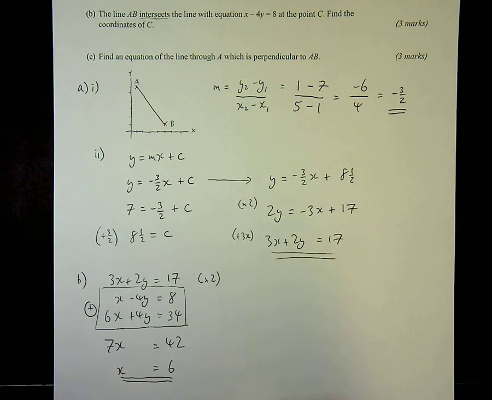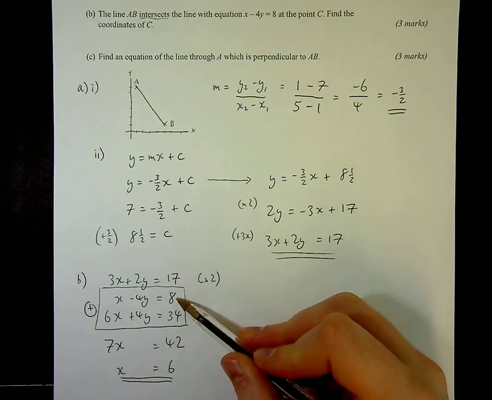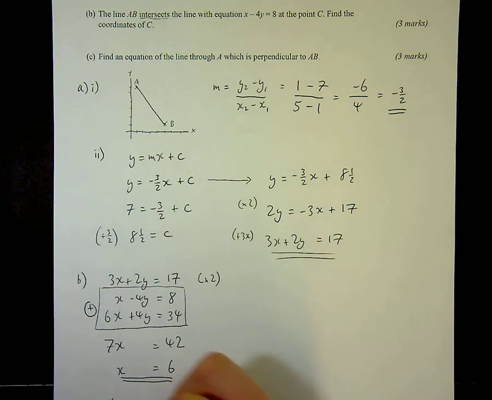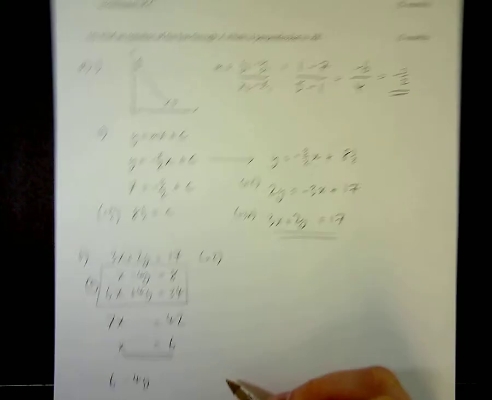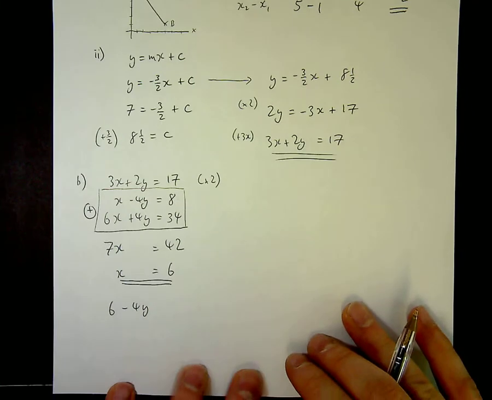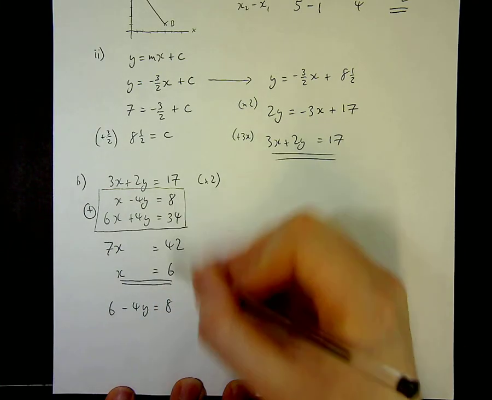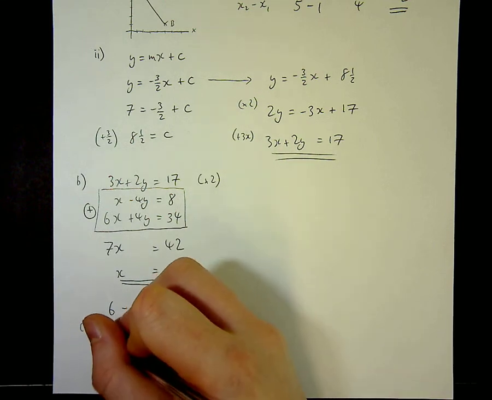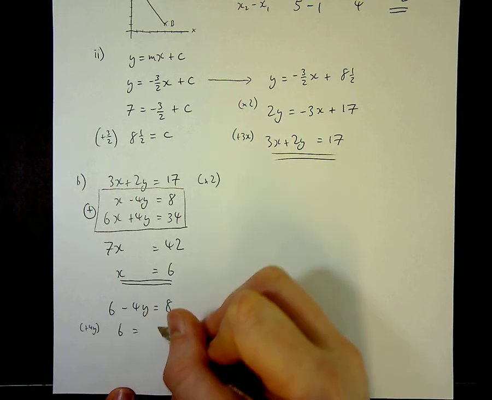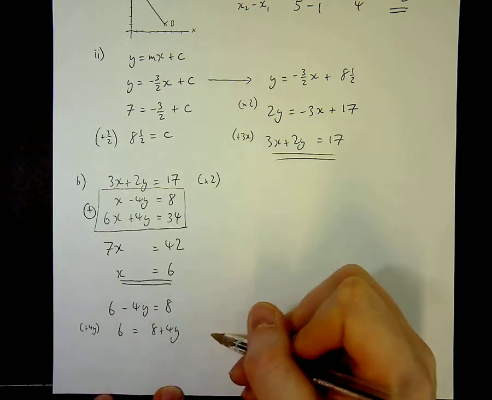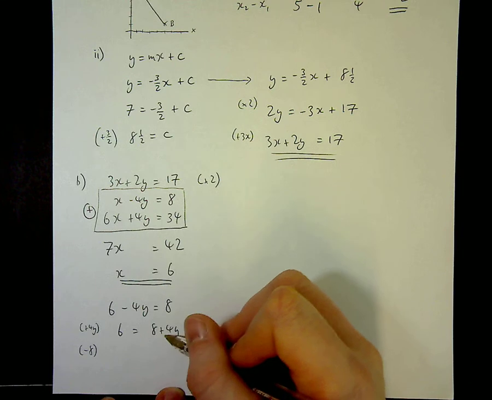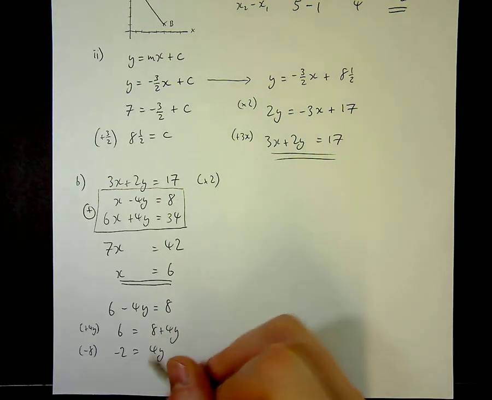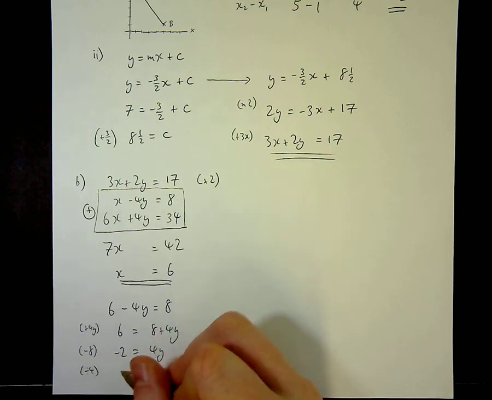I think this looks the simplest, so I'll use that one and just substitute that value of x back in. So 6 minus 4y is going to equal 8 from here. Solving that, I'm going to add 4y to both sides because I don't like it being negative. So 6 equals 8 plus 4y. Subtract the 8 from both sides to get all my constants on the same side. Negative 2 equals 4y, and then just divide through by 4. Negative 2 divided by 4 is negative a half, so y must be negative a half.